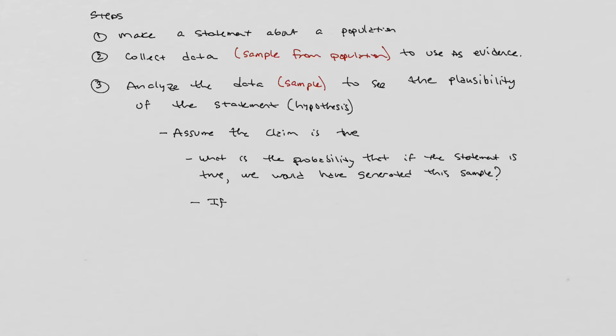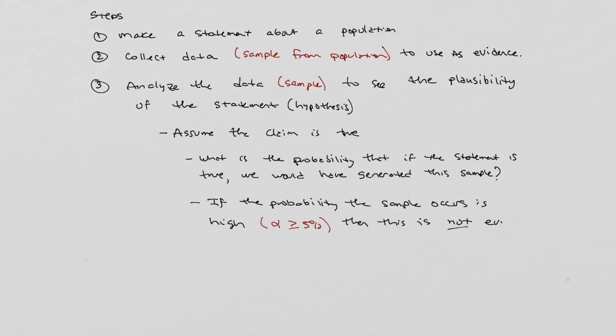So if the probability the sample occurs is high, and again, by high, what we're usually saying is that some probability, let's call it alpha, is bigger than or equal to 5%. And again, you can change this to 3%, 1%, but generally 5% is the go-to, right? So if the probability the sample occurs is high, then this is not evidence to reject the claim.